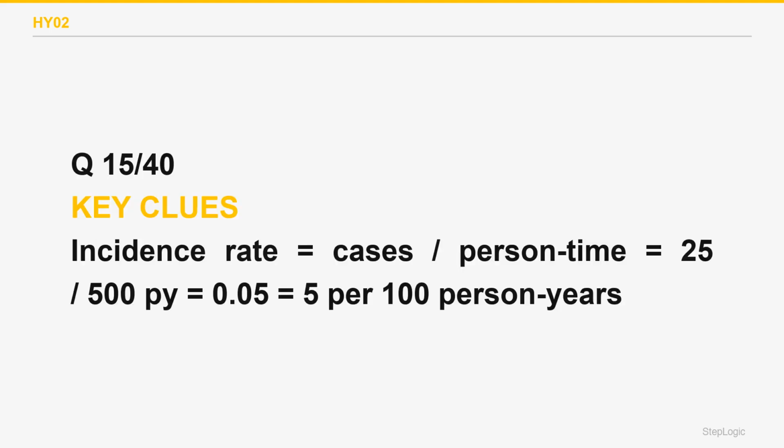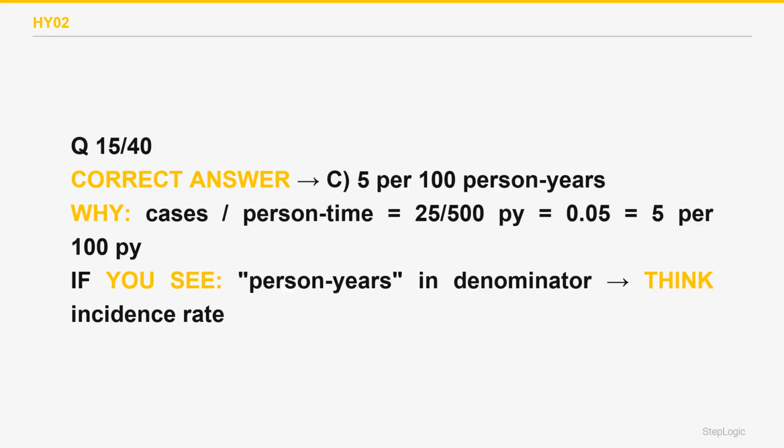An incidence rate uses person time in the denominator, which accounts for people being followed for different lengths of time. Here, 25 new cases occur over 500 person years. 25 divided by 500 is 0.05, or 5 cases per 100 person years. Person time is the right denominator when follow-up varies. The correct answer is C.